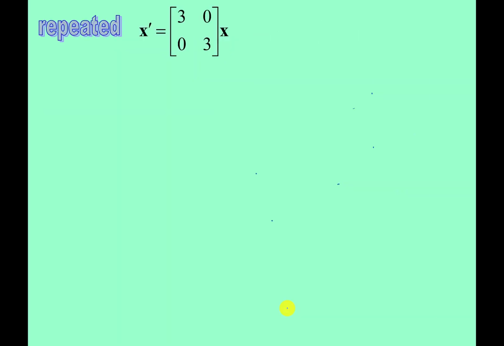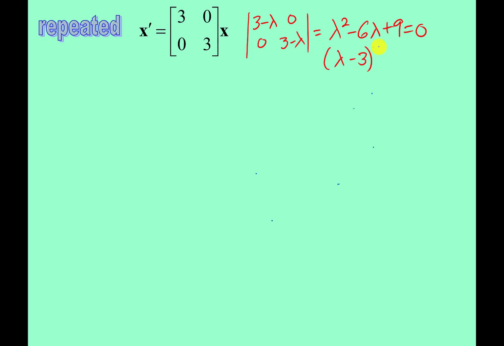Okay, let's see what happens with a repeated eigenvalue. In this particular case, we have A minus lambda I is 3 minus lambda, 0, 0, and 3 minus lambda. And so we have lambda squared minus 3 lambda, and minus 3 lambda is minus 6 lambda, and then 3 times 3 is plus 9, equals 0. So this will factor into lambda minus 3 twice. So we have just one eigenvalue this time. It's a repeated eigenvalue of 3.